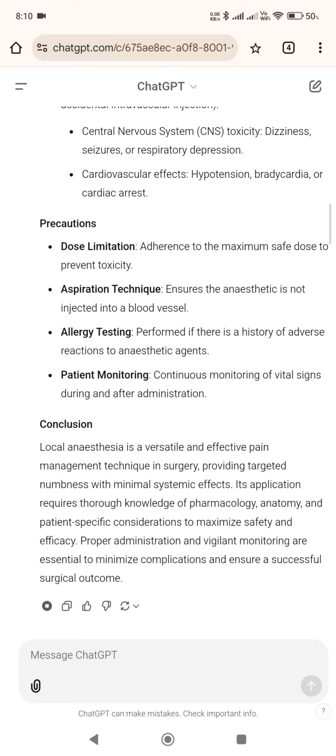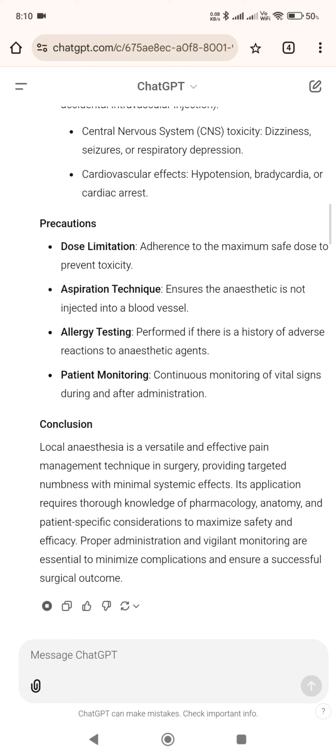Precautions. Dose limitation, adherence to the maximum safe dose to prevent toxicity. Aspiration technique ensures the anesthetic is not injected into a blood vessel. Allergy testing, performed if there is a history of adverse reactions to anesthetic agents. Patient monitoring, continuous monitoring of vital signs during and after administration.